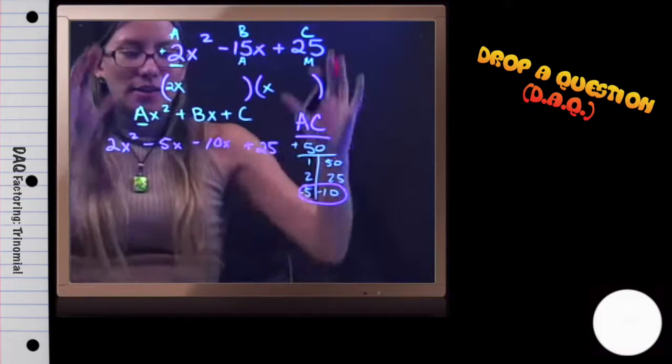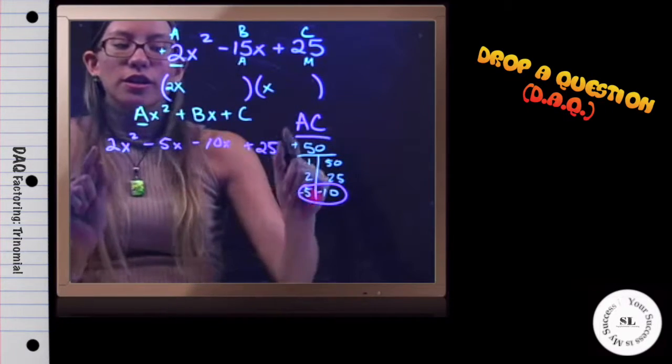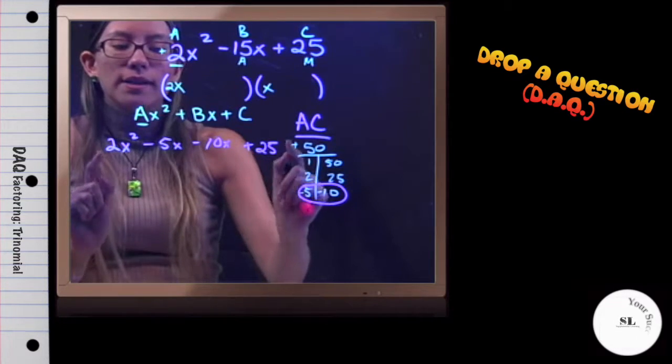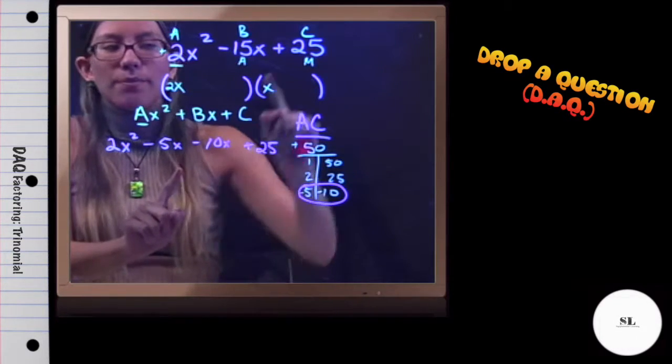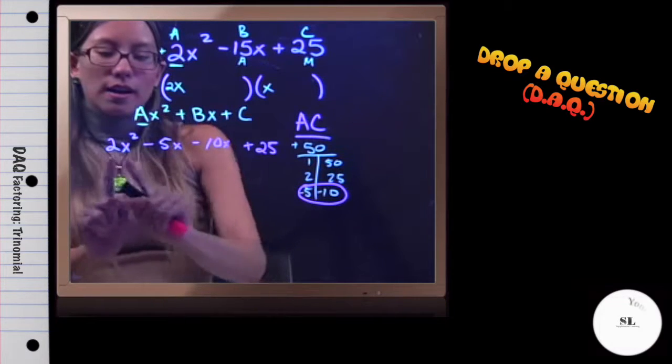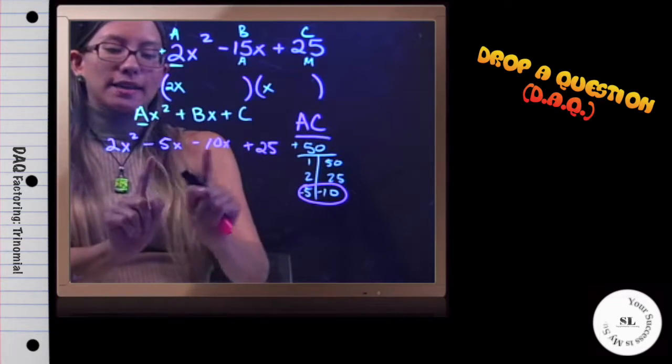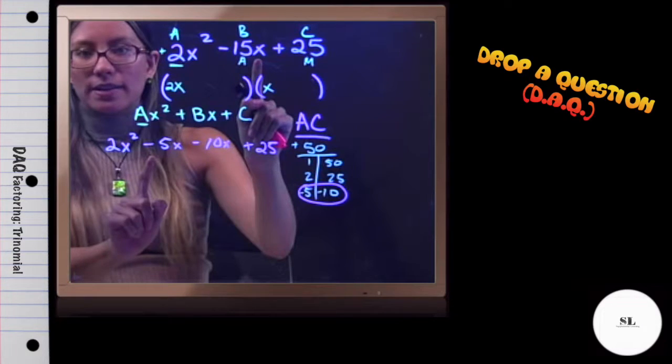So hopefully you guys are following along. Just make sure, if you're not sure if you're doing this right or wrong, you can always combine like terms and get back to the original. So 2x squared, if I combined negative 5 and negative 10, it should give me back negative 15.